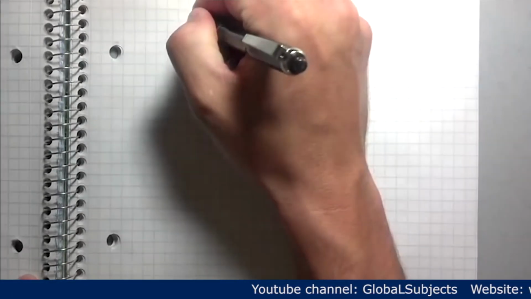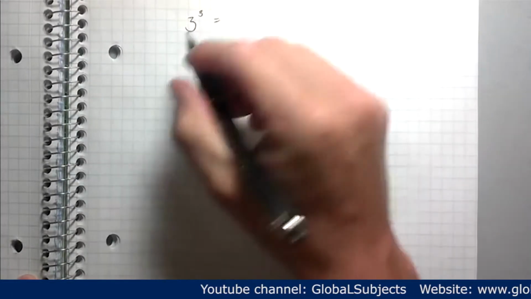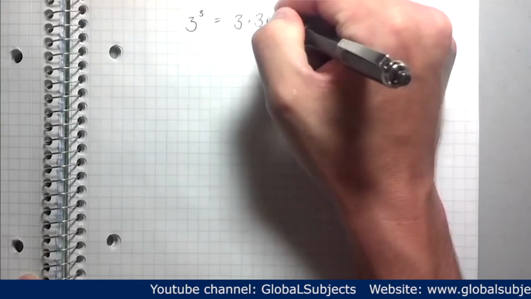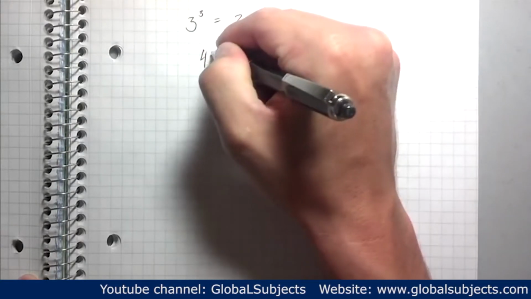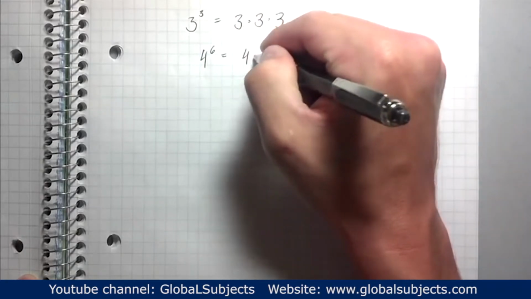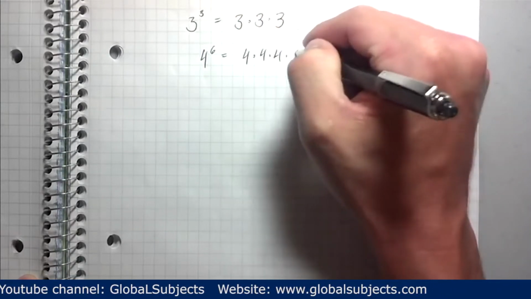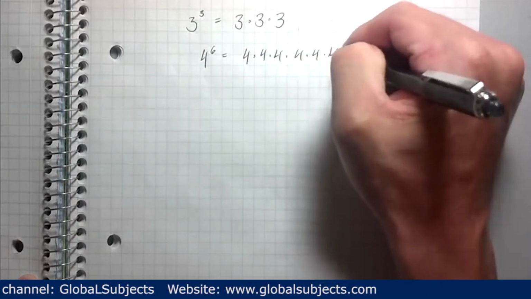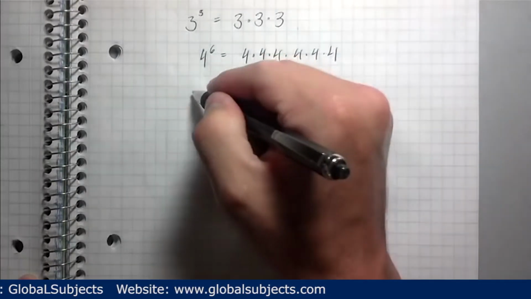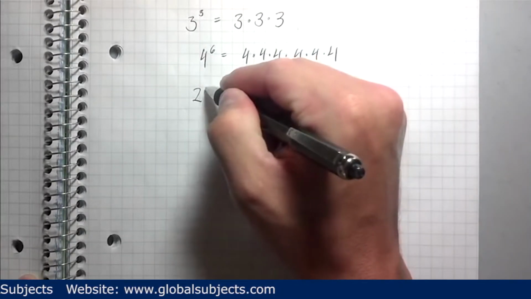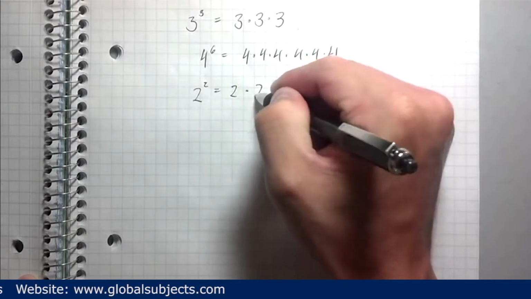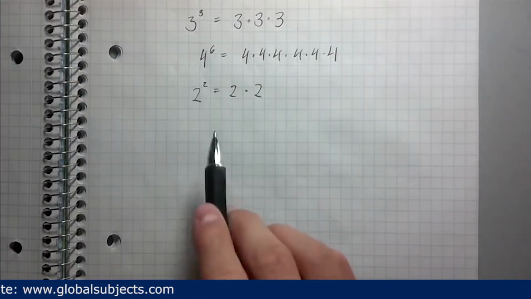So what would 3 cubed be? 3 to the 3rd. That would be 3 times 3 times 3. What about 4 to the 6th? That equals 4 times 4 times 4 times 4 times 4 times 4. 1, 2, 3, 4, 5, 6. How about 2 squared? That's just 2 times 2. Alright, so now I think you have the idea.